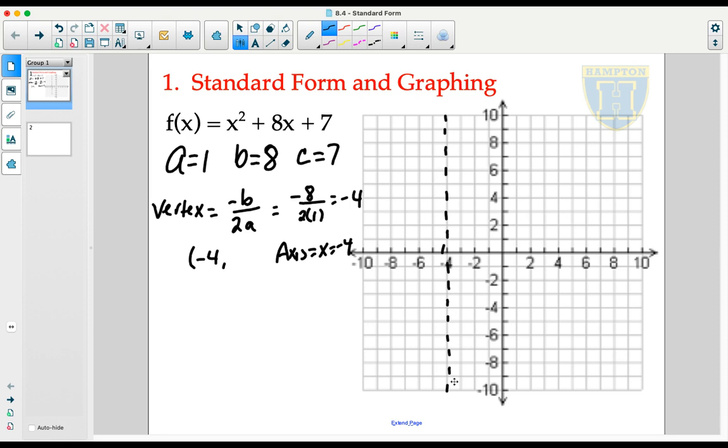Now, using this negative 4, we can go back to the original function and determine the y-coordinate for the vertex. Everywhere we see an x, we substitute out the x and put a negative 4 in its place. With a careful bit of arithmetic, you can check that we should get negative 9, meaning that our vertex is going to be at the point negative 4, negative 9.